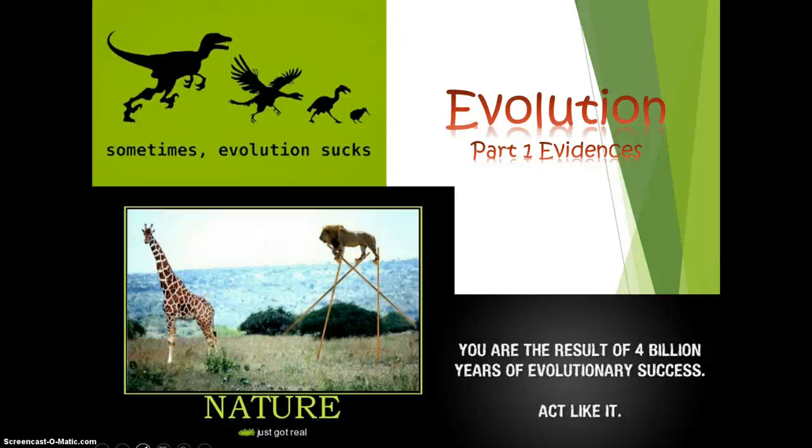Okay, evolution, part 1. We're going to be talking about the different evidences of evolution. Because keep in mind, when we talk about the theory of evolution, we're not talking about just some guess. A theory in science is something that has to be backed by a lot of evidence, by experiments or by lots of things that we see in nature. A theory is not a guess.